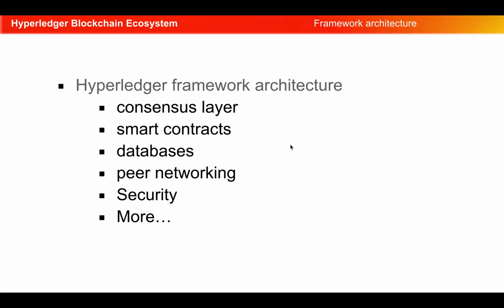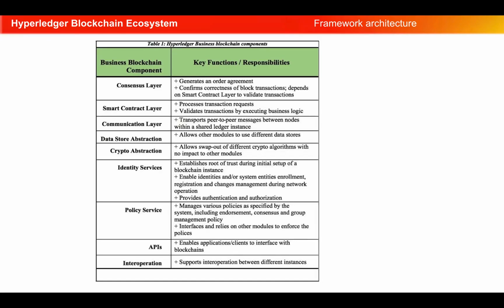In the Hyperledger blockchain ecosystem, you have the Hyperledger framework architecture. What components does the framework architecture include? Some of them are consensus layer, smart contract, database, peer-to-peer networking, and security. You can go through this slide where you can see the business blockchain components and also the key function and responsibility of each of these components. You can see the responsibilities of the consensus layer, smart contract layer, communication layer, data store abstraction, crypto abstraction, identity services, policy services, APIs, and interoperation. All these are the main business blockchain components that have to be taken care of when we are trying to design a blockchain ecosystem.